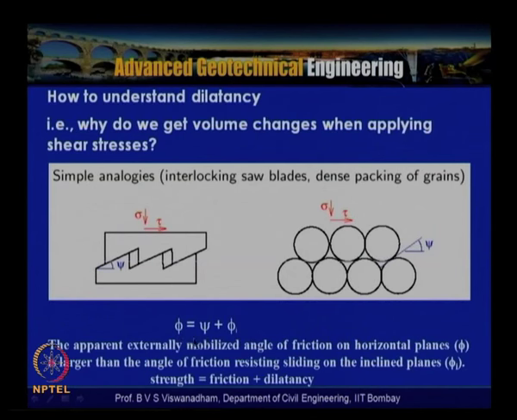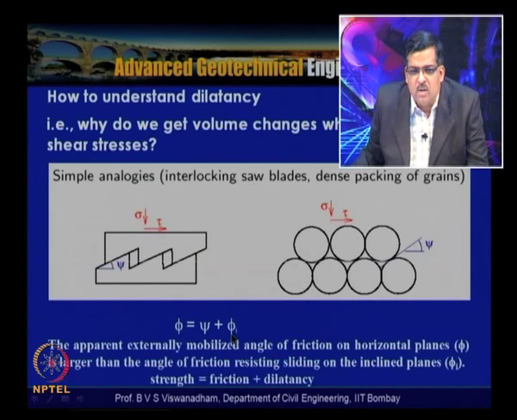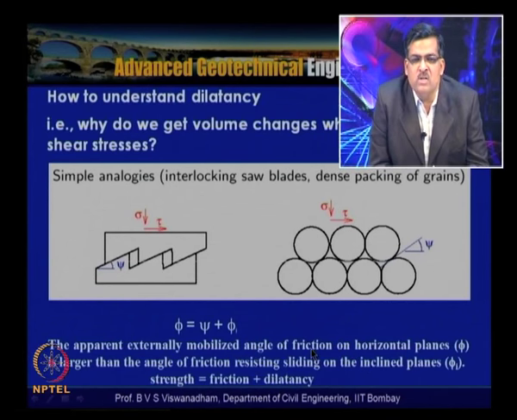So it is phi is equal to psi plus phi m, that is due to friction. The apparent externally mobilized angle of friction on horizontal planes, phi, is larger than the angle of friction resisting the sliding on the inclined planes. So the strength is equal to friction plus dilatancy. The actual strength of the soil is nothing but the friction plus dilatancy.